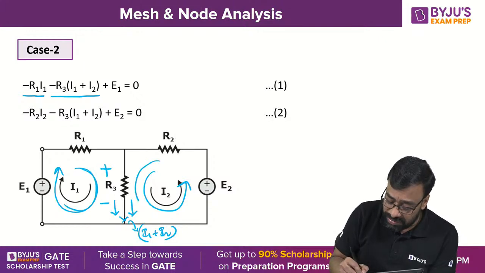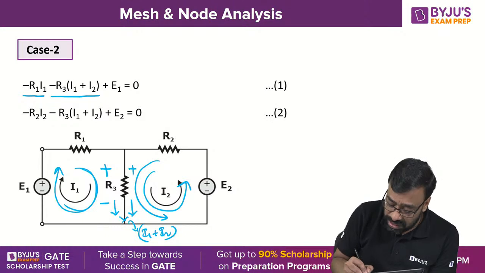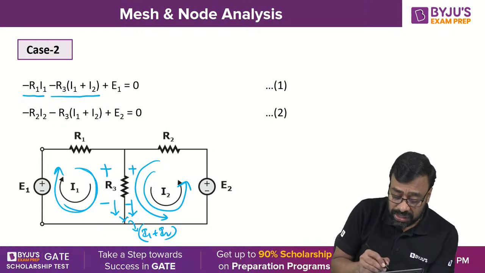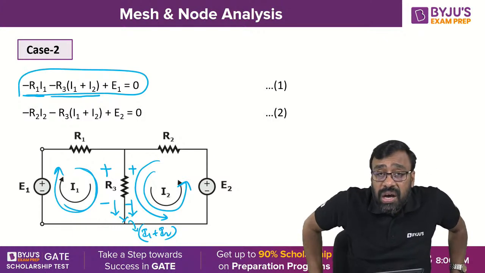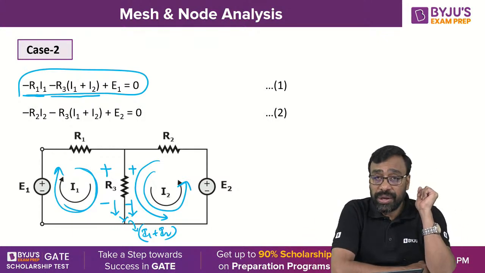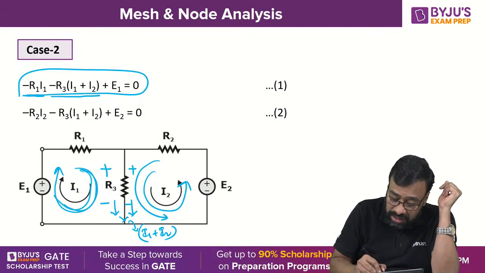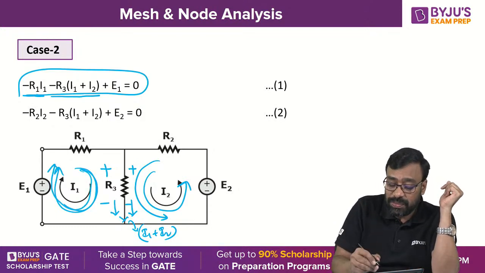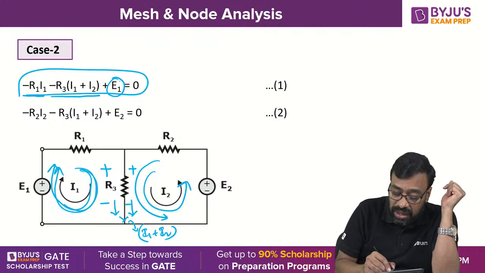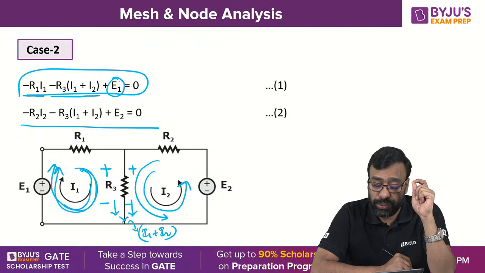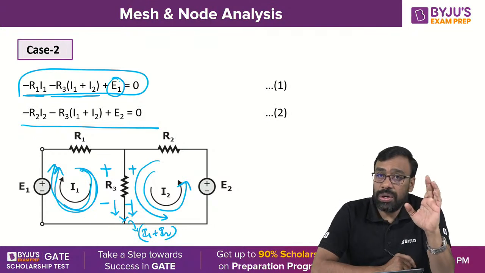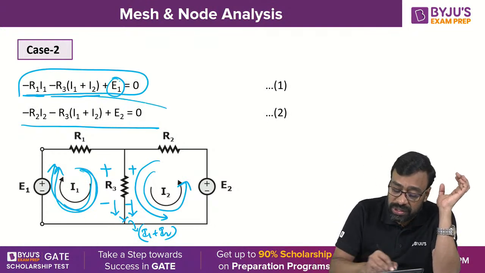When you are applying KVL in this way, the polarities will come like this. When you're applying KVL in the second loop, the polarities will come like this. Yes or no, all of you? So that is why you got this equation: minus R1 I1 minus R3 times I1 plus I2. Then here, negative to positive, a rise in voltage, plus E1. Similarly, you get minus R2 I2 minus R3 times I1 plus I2 plus E2 is equal to 0. These are the two equations you have.